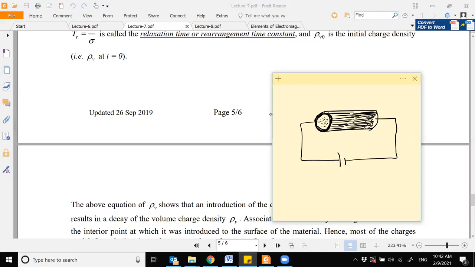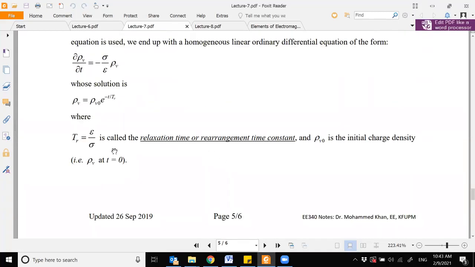Even if your voltage source tries to put a charge here, within no time, within that relaxation time, this rearrangement time, the charge will quickly move near the surface and then flow through the surface. So most of your charges will be here, like this. And this is coming from this expression, and this is called the relaxation time or the rearrangement time.